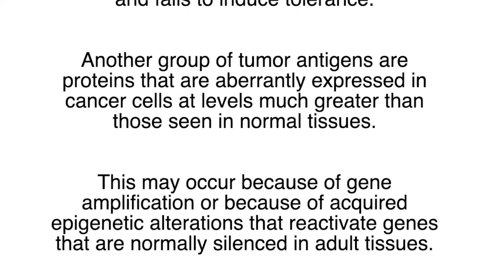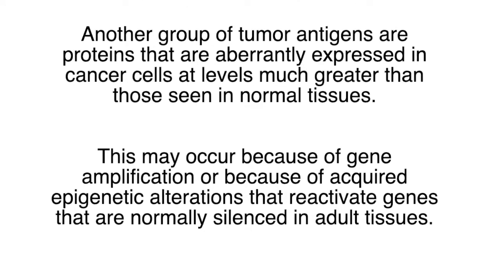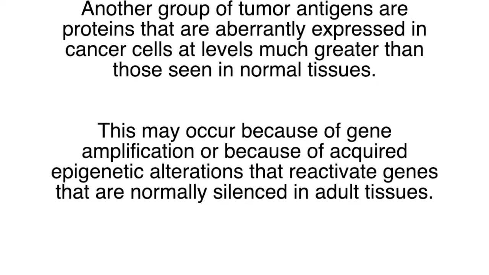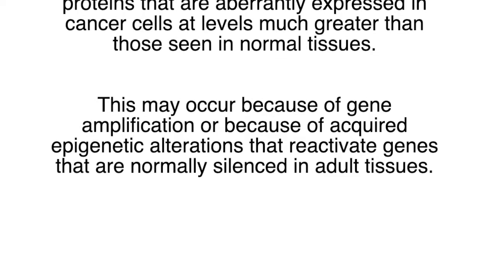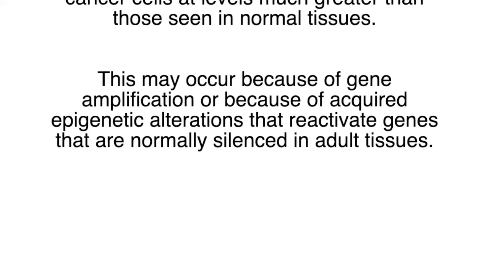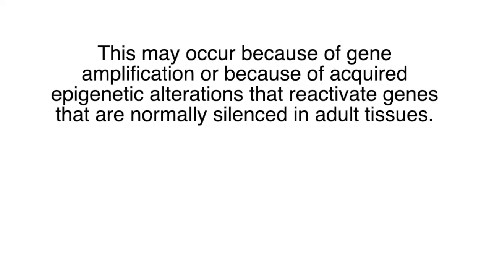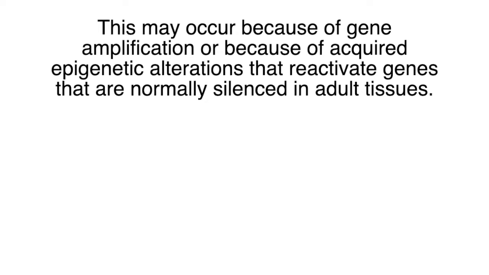Another group of tumor antigens are proteins that are aberrantly expressed in cancer cells at levels much greater than those seen in normal tissues. This may occur because of gene amplification or because of acquired epigenetic alterations that reactivate genes that are normally silenced in adult tissues.